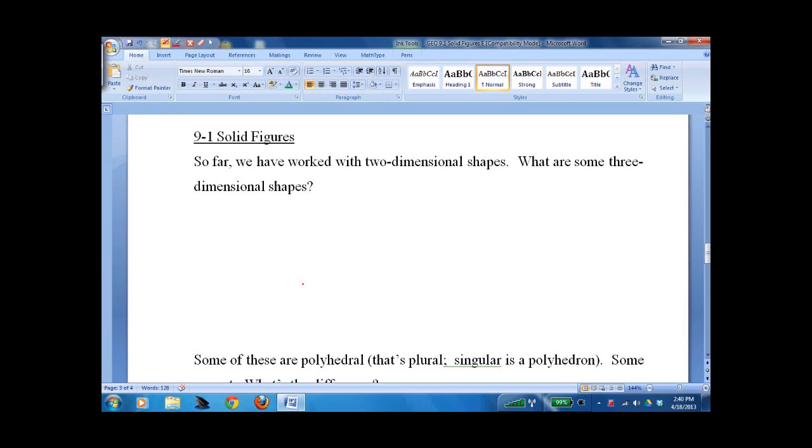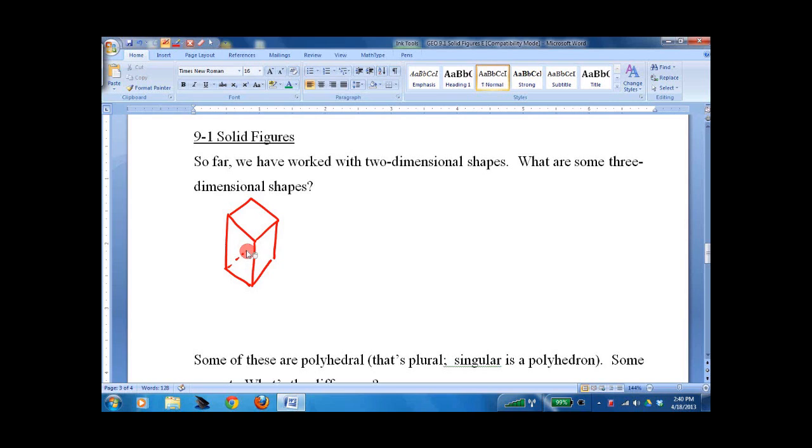Lesson 9.1, Solid Figures. We recently finished doing area, so now we do the next natural jump, which would be volume, solid things. What are some three-dimensional shapes? Well, we've got a box, and many people tell me this is one of their most challenging units just because of the drawing.